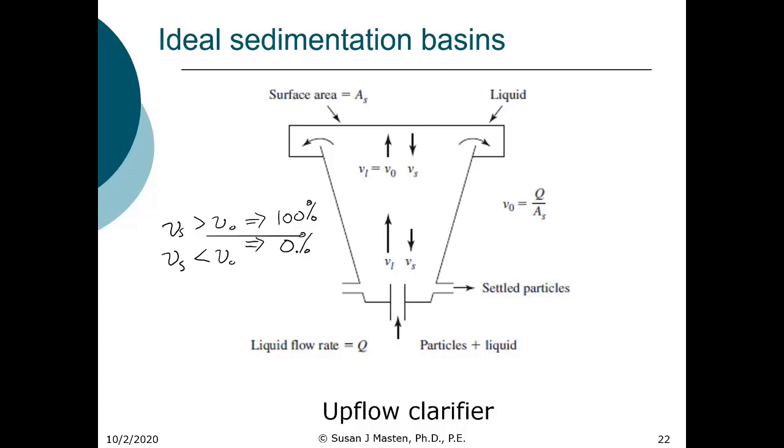For those particles that have a terminal settling velocity less than the overflow rate, they will not be removed. They'll end up in the effluent. So those particles end up in the effluent. Those that have a settling velocity greater than the overflow rate will end up in the sludge, and those will be removed.